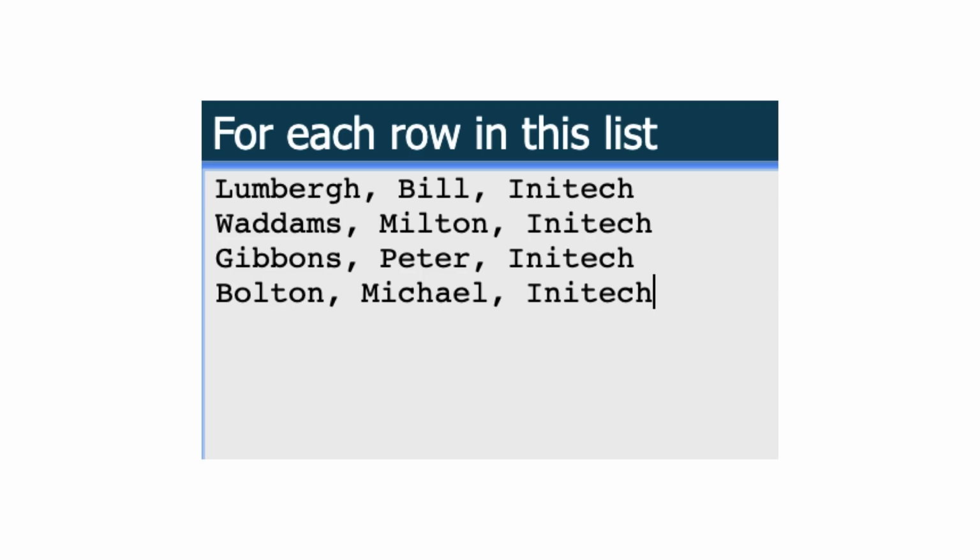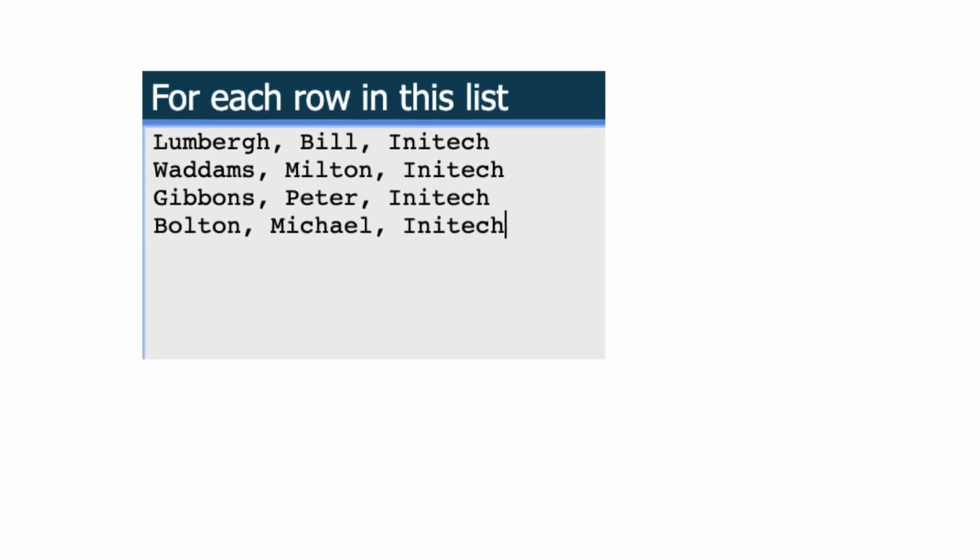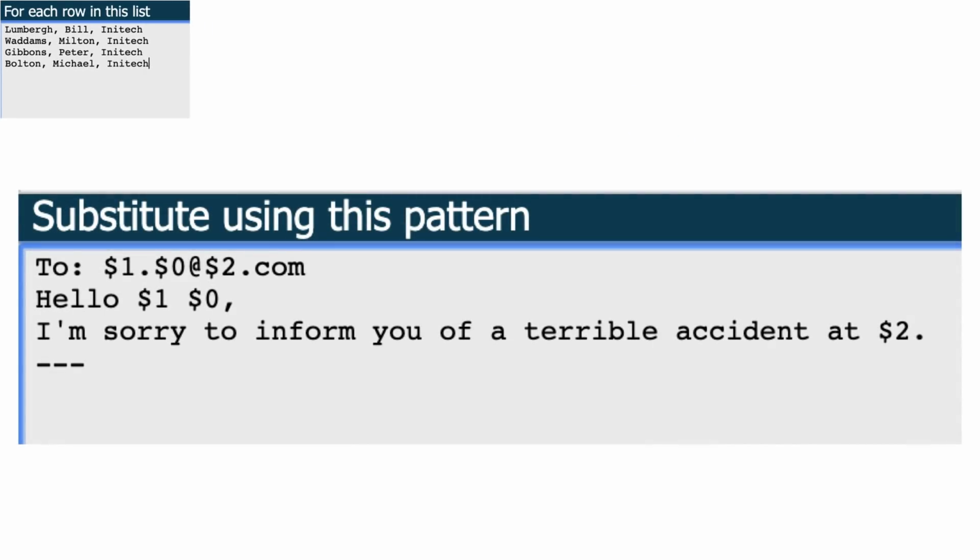And what it says is that for each row in this list, do something. What? That's in the next section. It asks you to tell the pattern, like how to do the substitution using which pattern. In this case, we want there to be something like $2, and then $1 means the second column because we are using zero based indexing. $0 means the first column, and $2 means the third column.